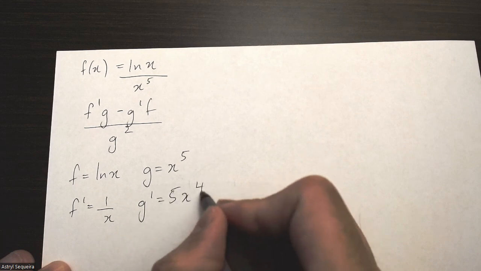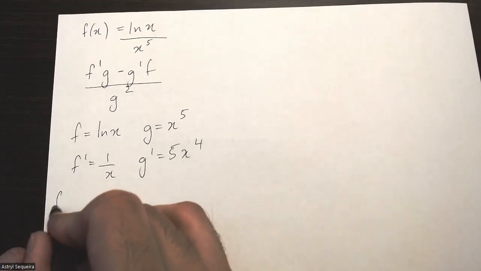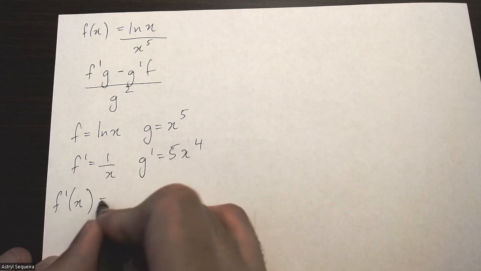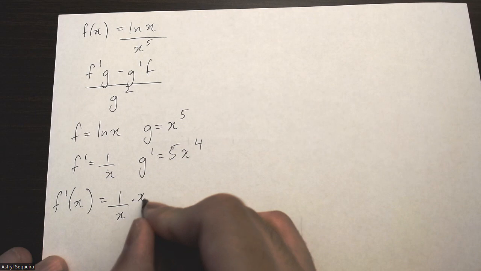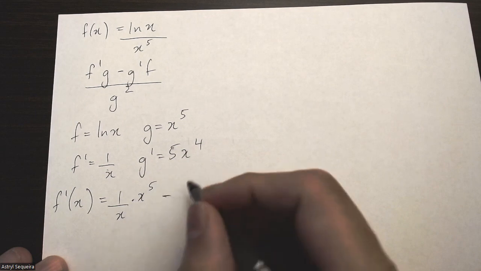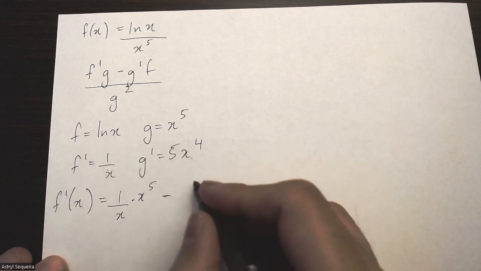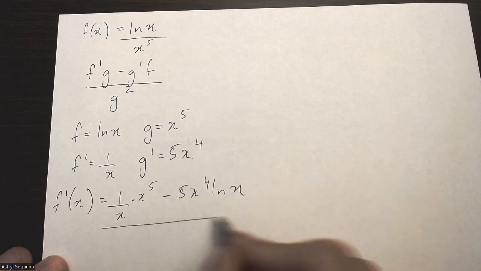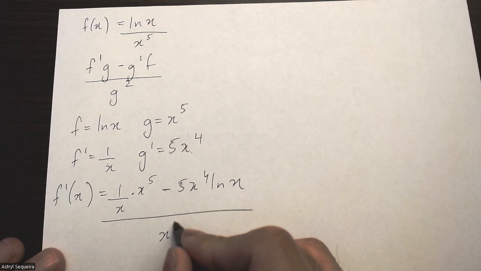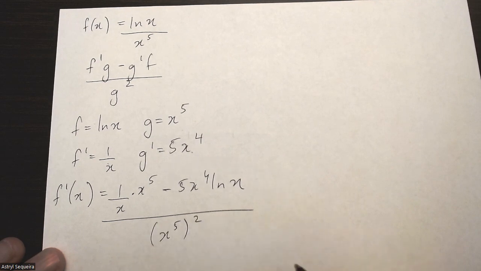5x to the 4. And now let me sub it into my quotient rule. So f prime times g, 1 over x times x to the 5, minus g prime times f, so 5x to the 4 ln x, divided by g squared.